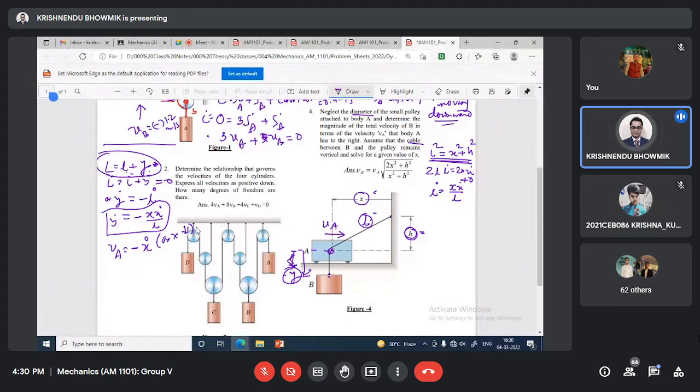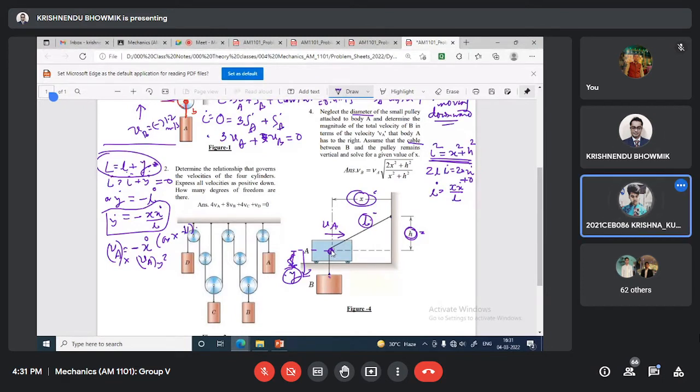So VA is equal to x dot. Somebody can note that actually this is VAX, along the x direction, and what is the VAY for this? VAY is 0. Very good. That's why VA equal to minus x dot. Okay, very good.